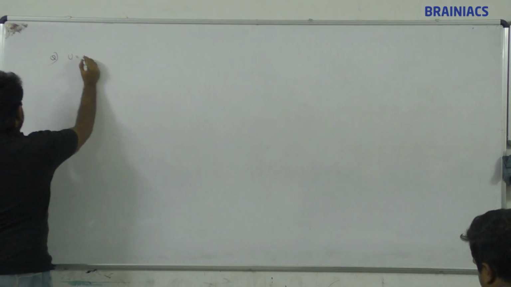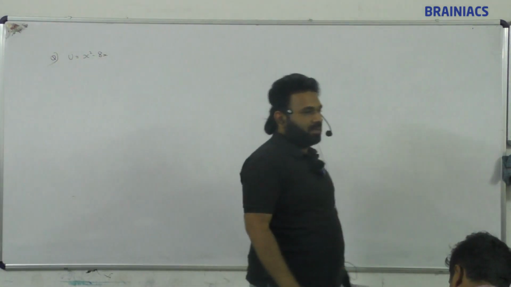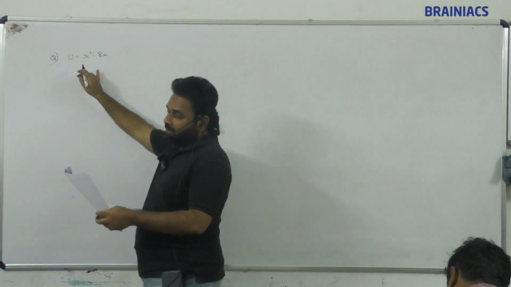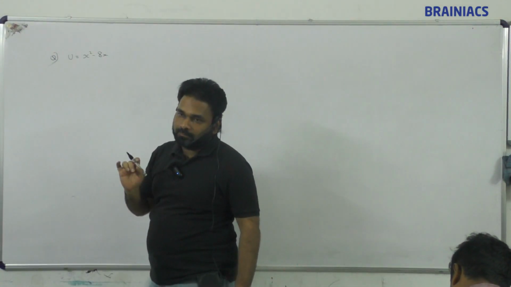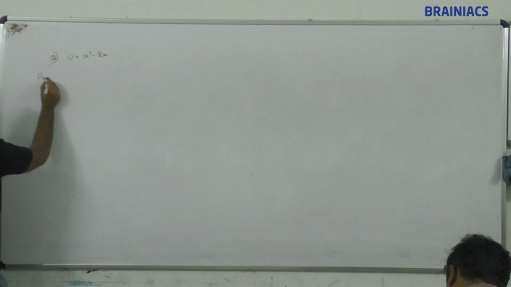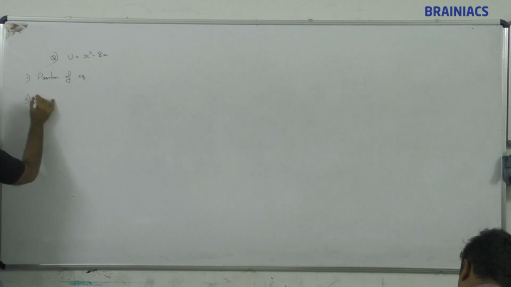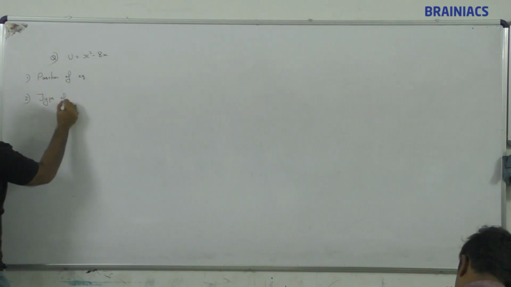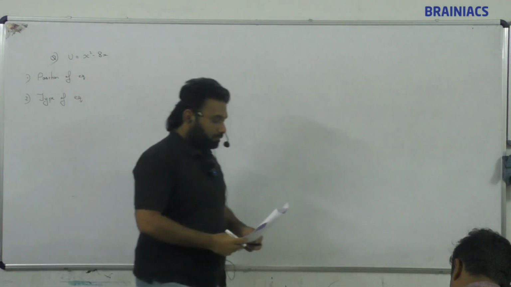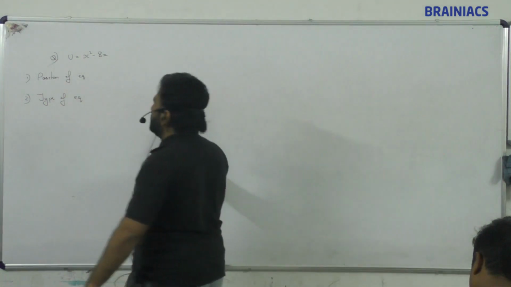U is equal to x square minus 8x. Find the position of equilibrium and the type of equilibrium.